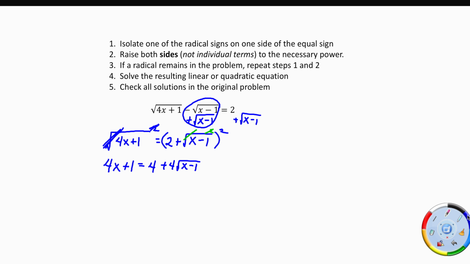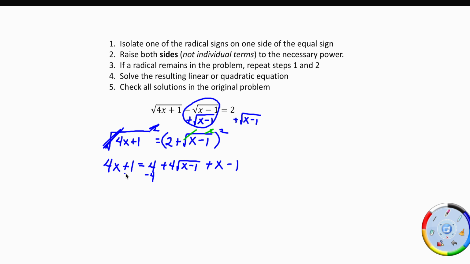It cancels, right? It undoes itself. So that leaves just plus x minus 1. I still have a radical though, so I've got to do this process all over again. First step is isolate it. It has to be all by itself.